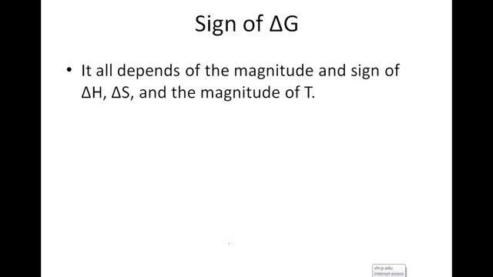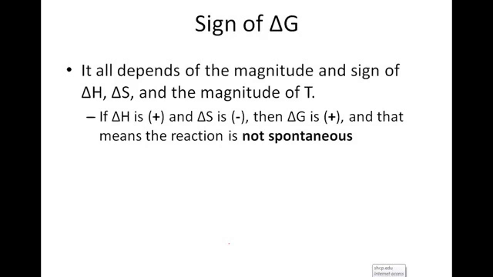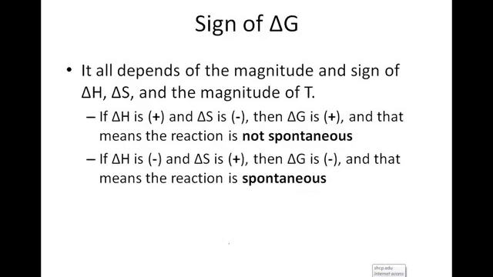So the sign of delta G all depends on the magnitude and sign of delta H, delta S, and T. If we have a delta H that is positive and a delta S that is negative, then G will be positive. And that means that the reaction will be not spontaneous. We don't want non-spontaneous reactions. We want spontaneous ones. If you have a delta H that's negative and a delta S that's positive, then delta G will be negative, and this is what we're looking for. That means that the reaction will be spontaneous.